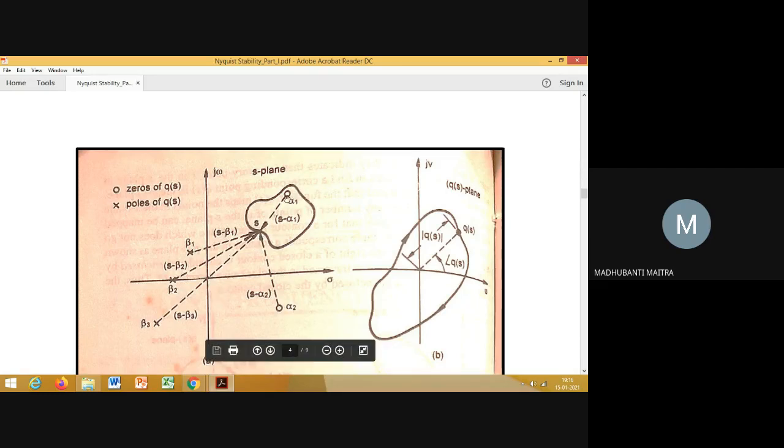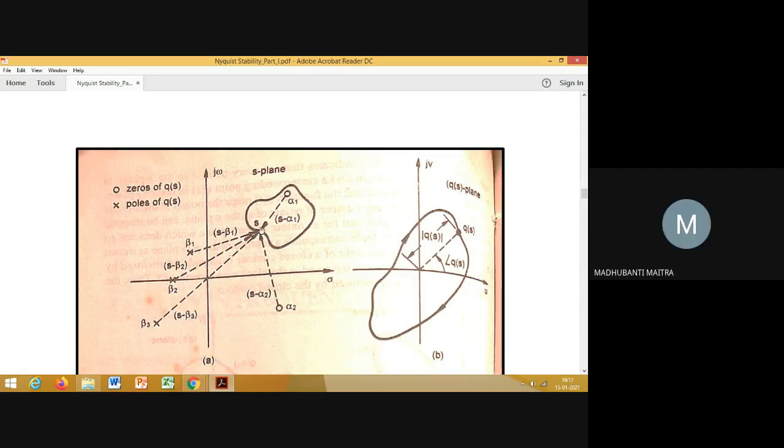In this figure, 2 zeros of QS have been shown, and 3 poles have been shown, right? So this is the phasor which is S minus beta 1, this is the phasor which is S minus beta 2, and this is the phasor which is S minus beta 3. Is it clear? The phasor construction is clear? Yes, ma'am.